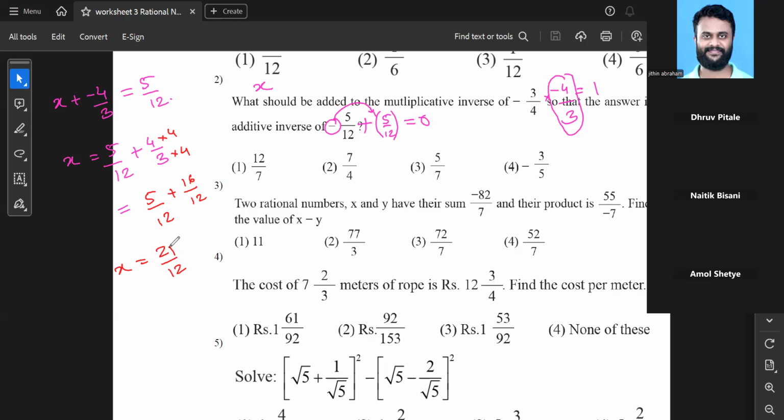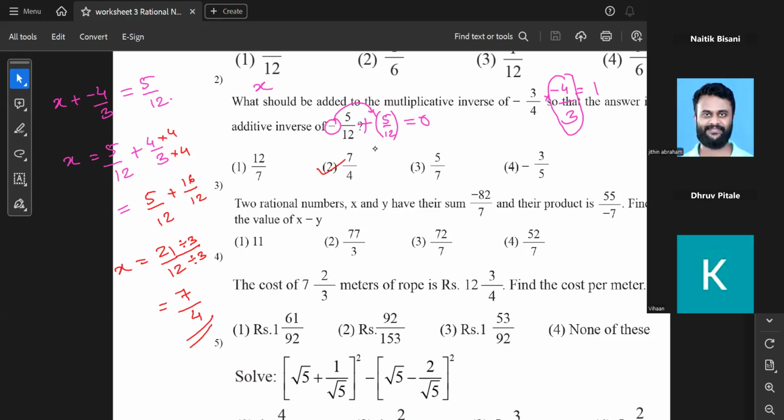So I will try to reduce the number. Let me check whether it is possible. Fortunately, yes. Both numbers can be divided by 3. When I divide 21 by 3, and the denominator by 3 as well, the numerator becomes 7 and the denominator becomes 4. Yes, 7 by 4 is the correct answer. That is option 2.